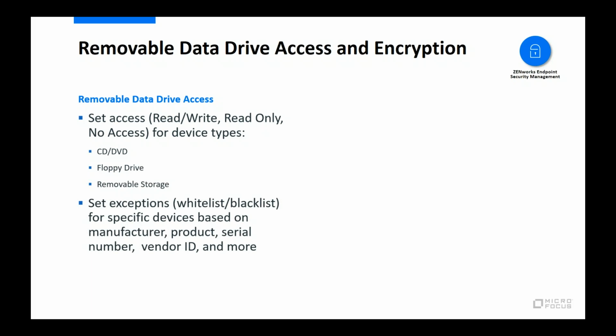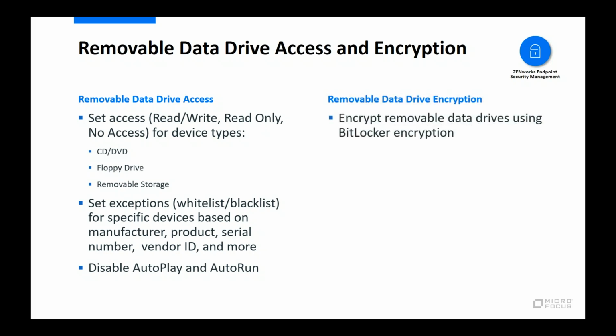With the removable storage device type, you can create exceptions for individual devices, such as a specific USB thumb drive model. Creating exceptions requires you to identify the device's attributes, such as manufacturer and product. To make this task easier, ZENworks Endpoint Security Management includes a device scanner that collects the device attributes. You can also disable both the autoplay and auto-run features for removable drives so that unwanted programs cannot run automatically when the drive is mounted.